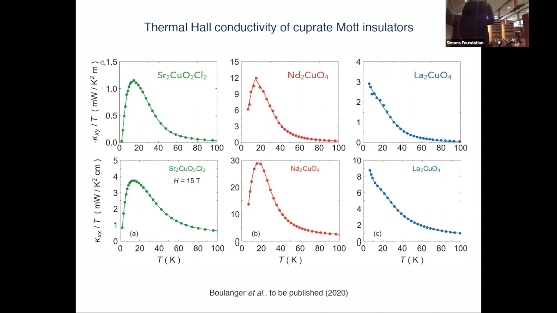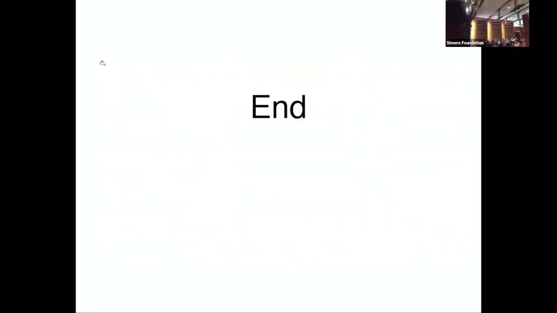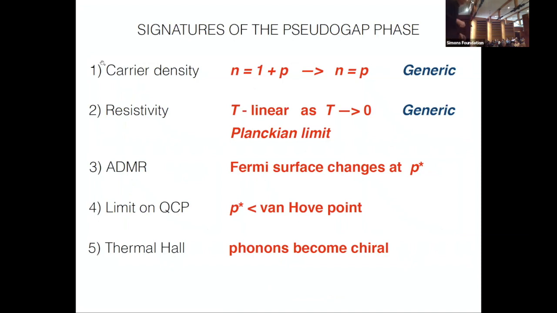For some reason I forgot to put the slide, but if I take the ratio of these two, it's the same ratio in all cases. You can vary the thermal conductivity of phonons by a factor of 10, but the ratio is the same. This is other evidence that it's really a phonon signal responsible for the effect. Okay, so I think that's the end, and I'll stop for questions.